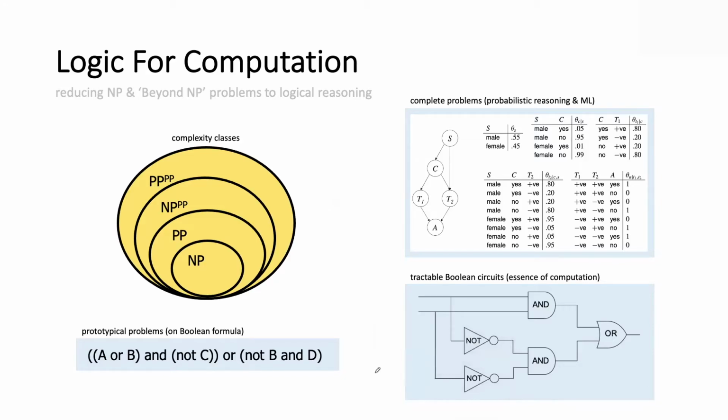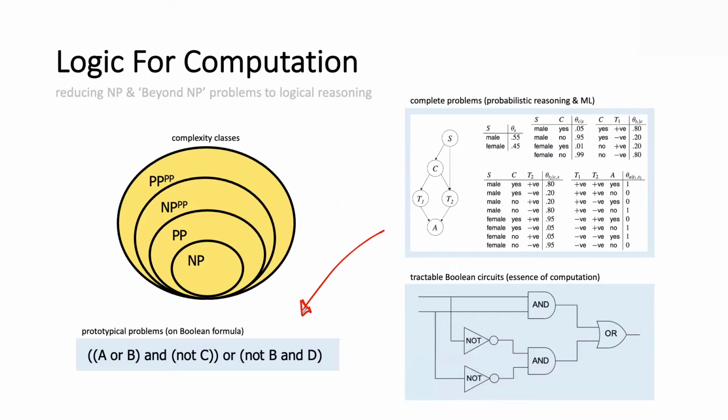So the point is, for each one of these complexity classes, the prototypical problem is actually a problem on a Boolean formula. Now, what does that mean? That means, in principle, if you want to solve problems, at least the 4 that we talked about here, you can go and reduce them to problems on Boolean formula, all right? And you've already seen 2 of these that we're gonna go over.